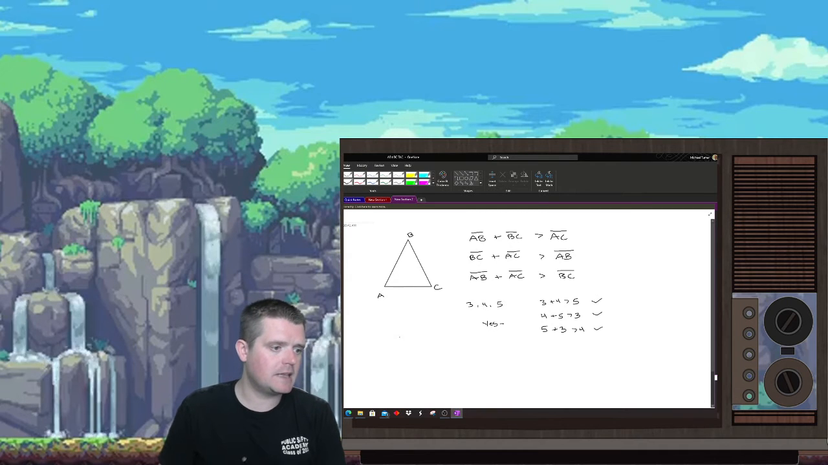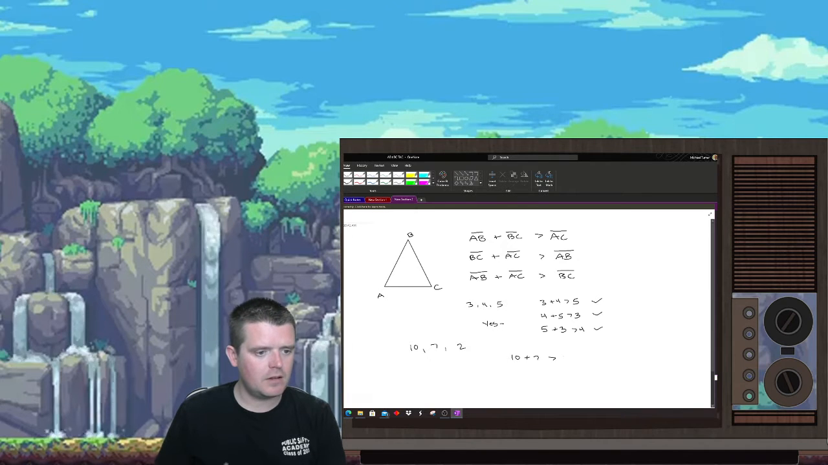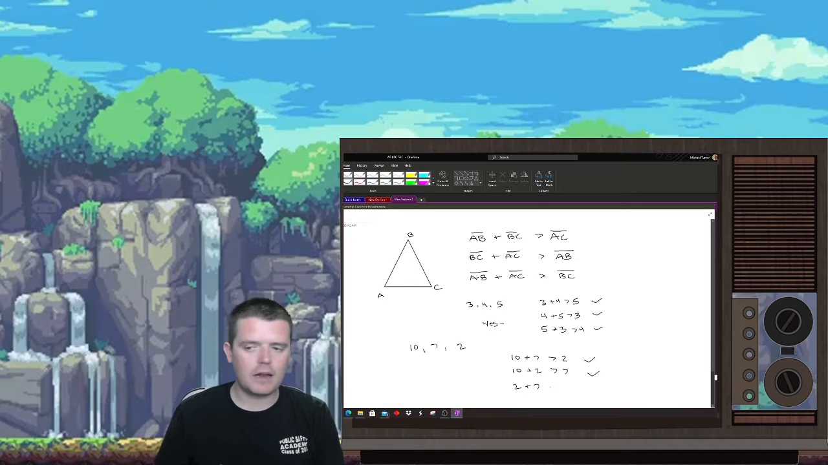So, for instance, let's say I had something like 10, 7, and 2, just as an example. So 10 plus 7, that's greater than 2, so I might just start out and say, okay, well, it works, therefore it's a triangle. Maybe I even do two problems, 10 plus 2. That's greater than 7, so that checks out. But 2 plus 7 is not greater than 10. So because it fails, that means no, these cannot form the sides of a triangle. So you have to check all three.